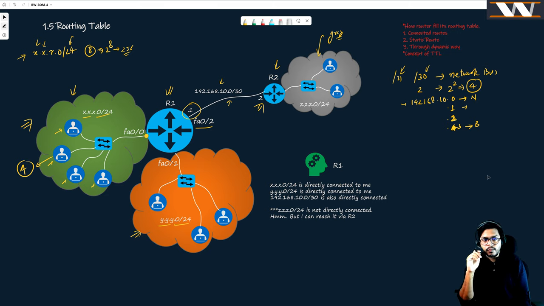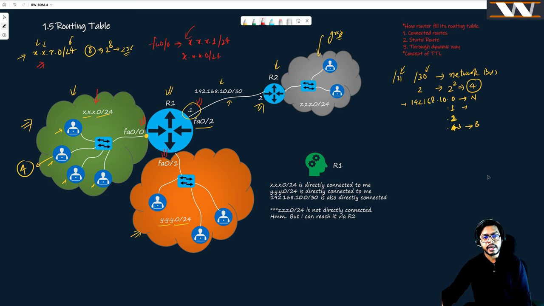Now, what exactly I'm doing here is over these interfaces, FA0/0, FA0/1, and FA0/2, I am assigning an IP address. What I do, I log into this router, I go to FA0/0 interface, and I say, your IP address is something from this range, right? And generally, the router gets the first IP address or the last IP address from the subnet. So if I talk about this subnet, the first IP address is going to be x.x.x.1/24, right? And I have assigned that IP address over this FA0/0 interface, right? So router is thinking that, okay, one of my interface, which is FA0/0, is part of this network. Which network?